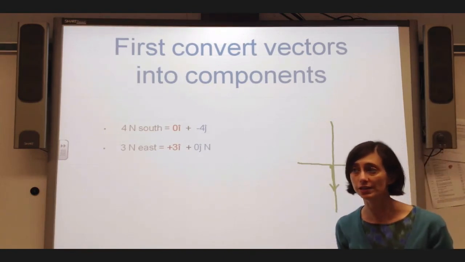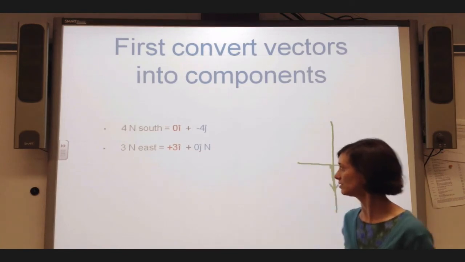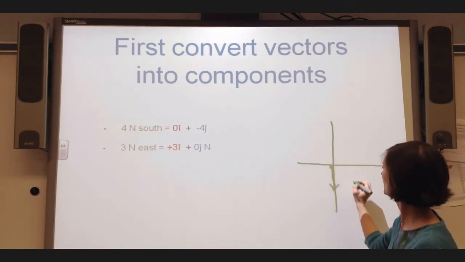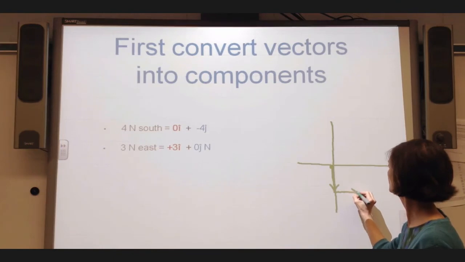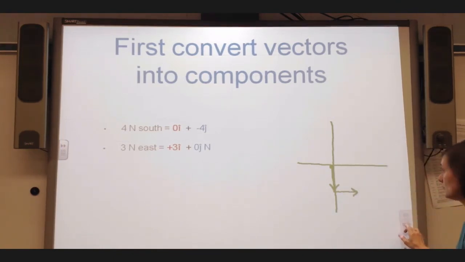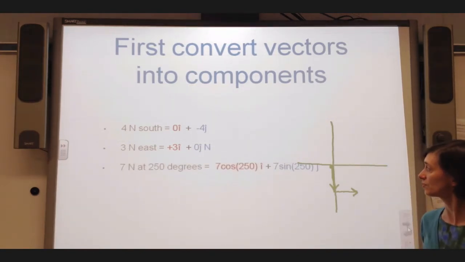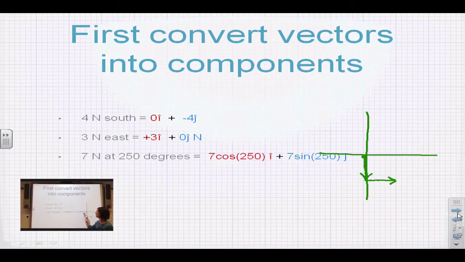3 newtons to the east, we would label 3 i plus 0 j hat newtons. Eastward, the vector would be pointing this way. And I'm doing this to give you a sense of what this would look like graphically. Finally, a vector that's 7 newtons at 250 degrees will be represented in unit vector form as 7 times cosine 250 degrees i hat plus 7 times sine 250 degrees j hat.